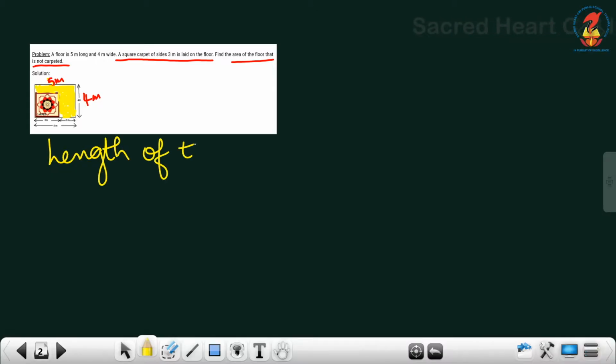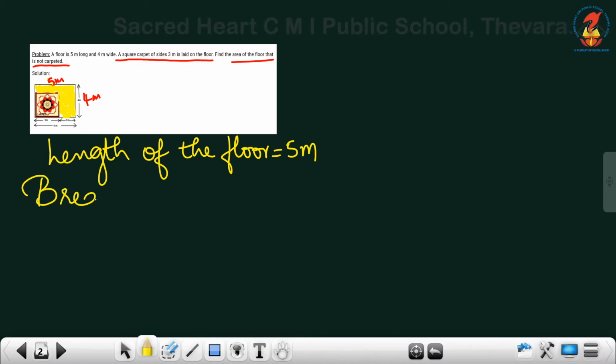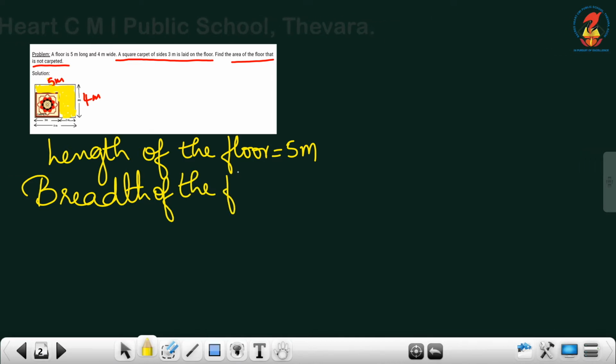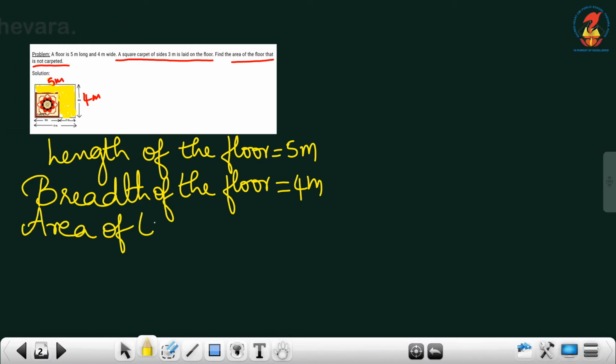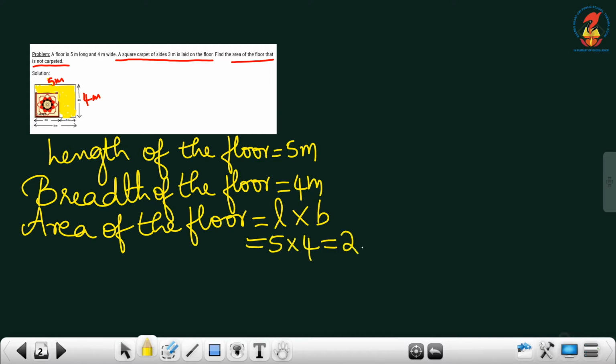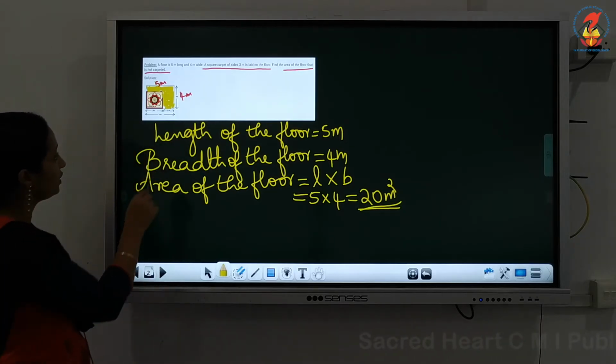What is the length of the floor here? Length of the floor is equal to 5 meter. And what is the breadth of the floor here? Breadth of the floor is equal to 4 meter. Wide means breadth. So what will be the area of the floor? It's a rectangular floor, so area is length into breadth, that is equal to 5 into 4. What is the answer? 20 meter square. So we have to find the area of this shaded portion.